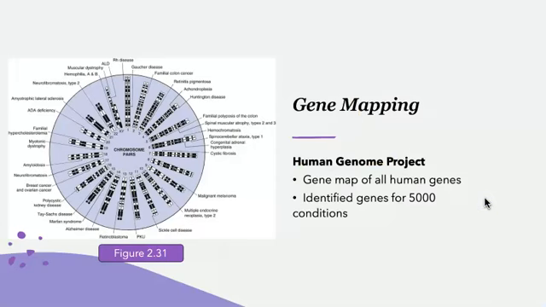And one of the goals that we set out to do is the Human Genome Project, where we wanted to create a gene map of all human genes. And luckily we were successful in that, and we're able to identify genes for 5,000 conditions. And this really helps with diagnosing conditions as well.